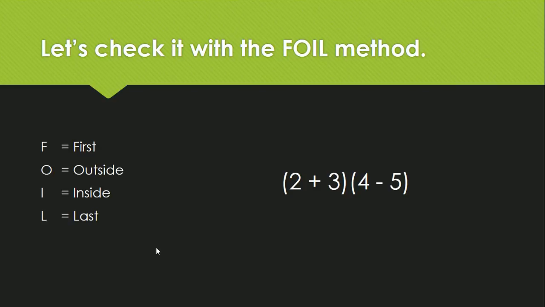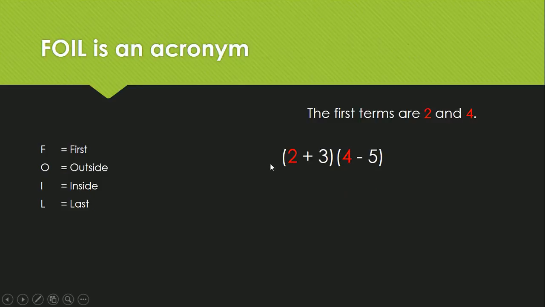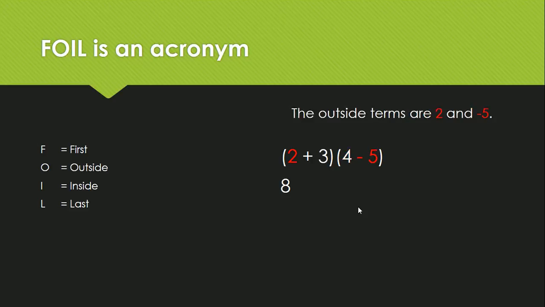And again, this is the inefficient way to do it in this case. So when we have the first terms, the 2 and the 4, we get 8. The outside terms, 2 and negative 5, a positive times a negative, we're going to have negative 10. And then we have the inside terms, the 3 and the 4, both positive. We're going to have 12.